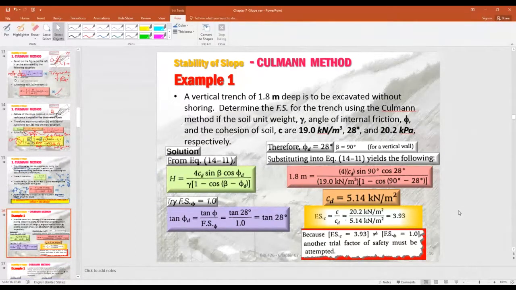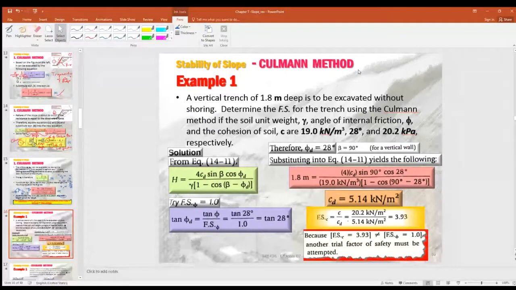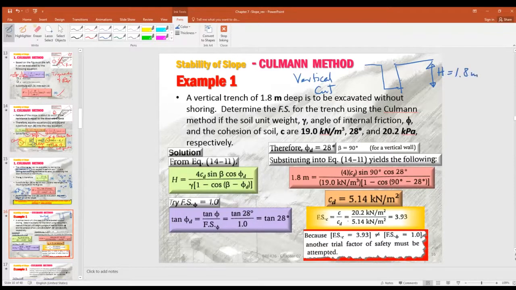One, you're going to dig a trench. You know what a trench is? So it's a vertical cut, right? That is the height of the trench, 1.8 meters, without shoring, so there will be no support on this vertical cut. In other words, the trench is standing still there.